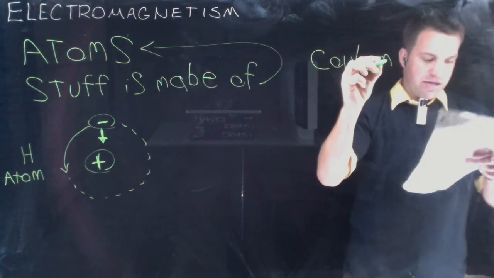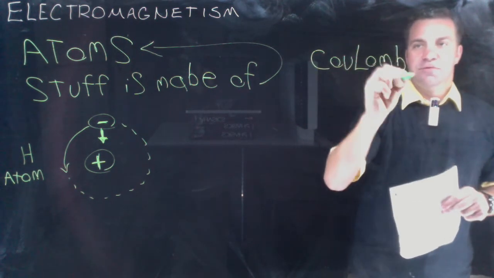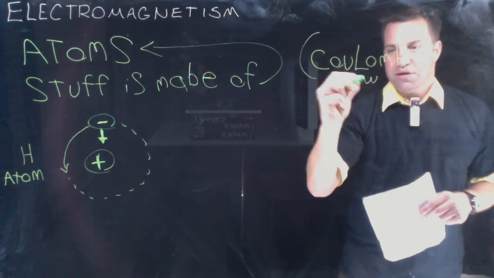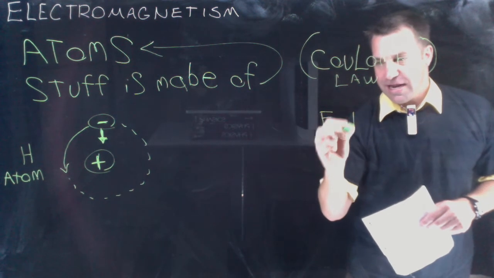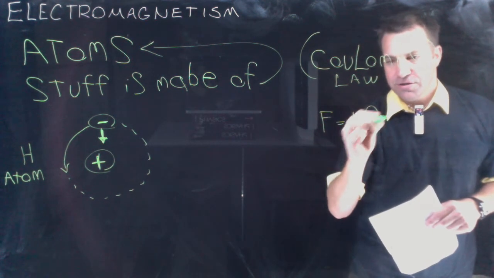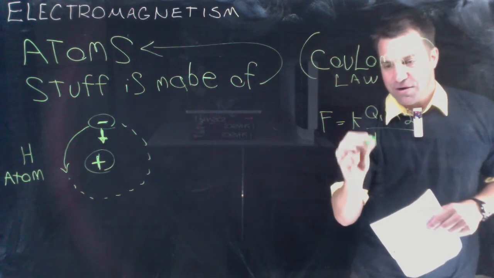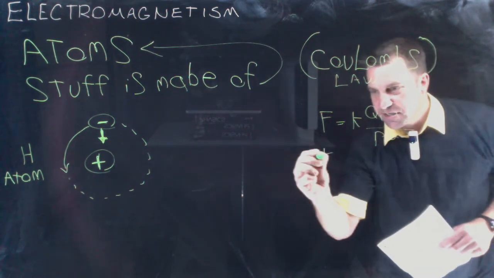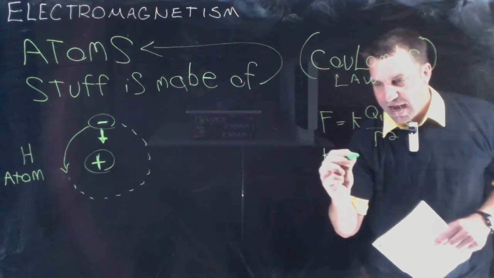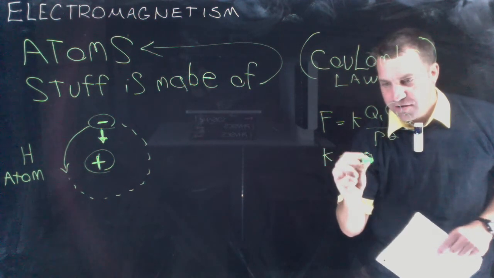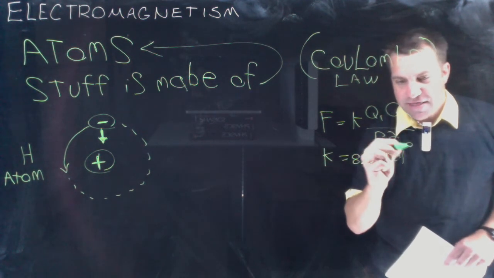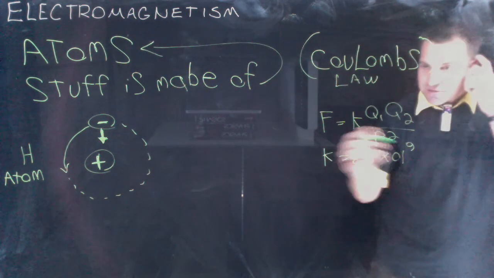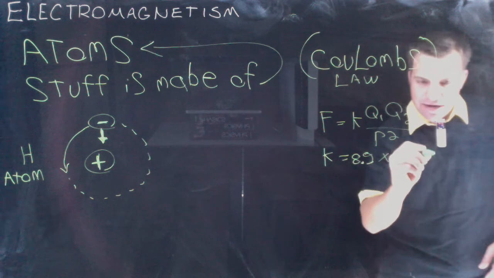So Coulomb's law says the following. It says force is equal to K, Q1, Q2 over R squared. What are these different things? Okay, K is a constant. It's Coulomb's constant. It's 8.9 times 10 to the 9. And then it's got some funky units on it. I mean, you can sort of figure out what the units have to be. K is sitting up here, so I got to end up with newtons.